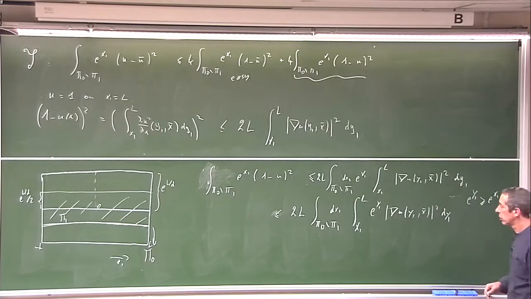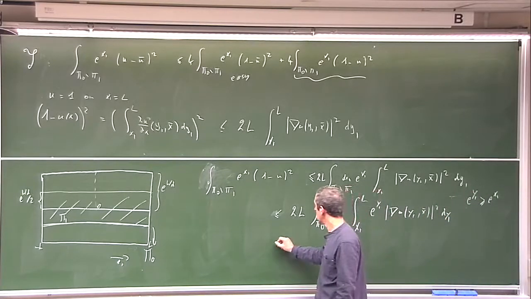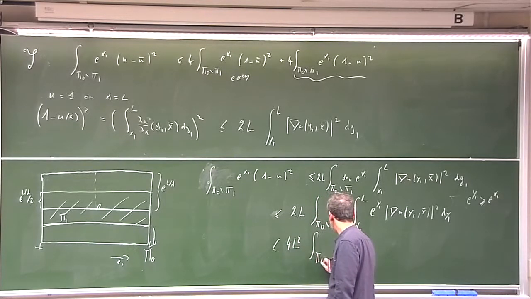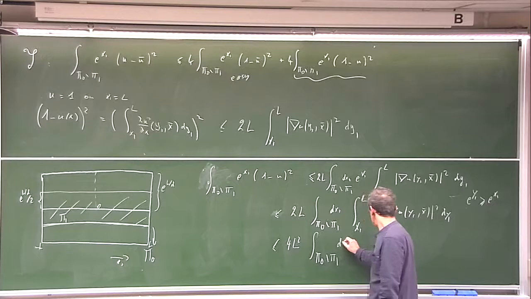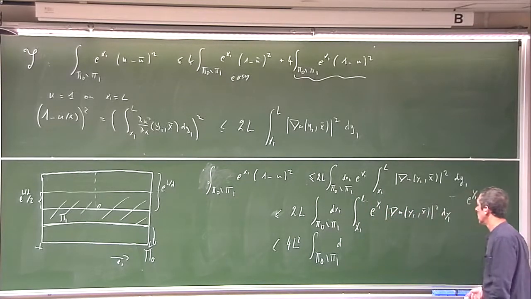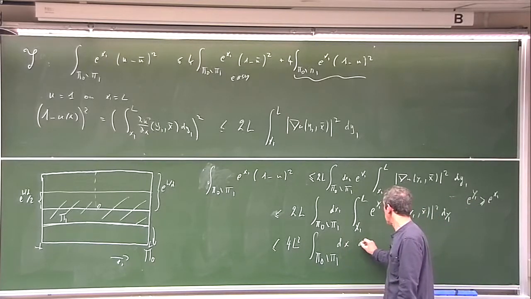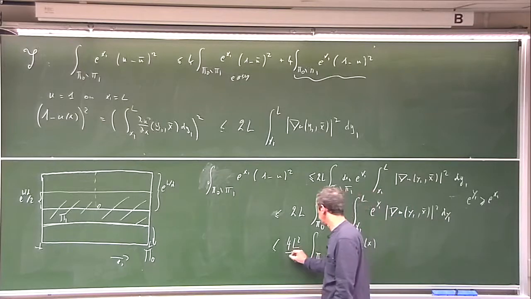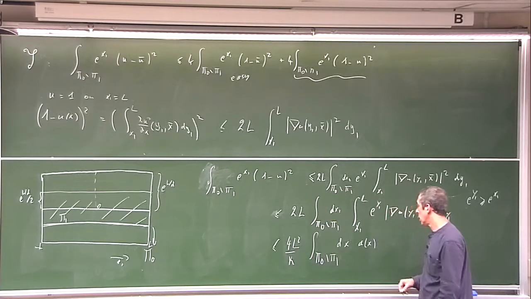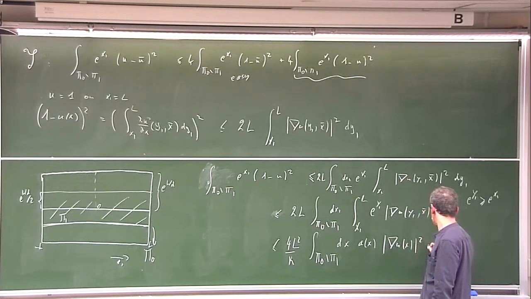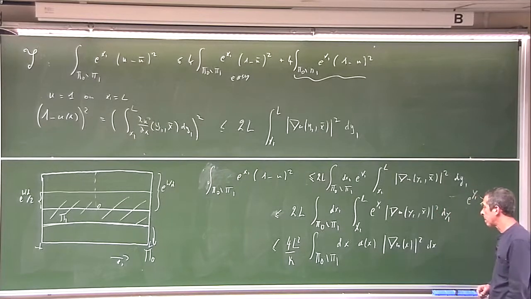And then we can exchange the order of the two integrals. That will add some L, I think 2L. So maybe we have 4L squared. And then we get the integral over pi 0 minus pi 1, well, actually, it's dx. Then I can put A of x if I want. Then I have to divide by kappa times the gradient of u at point x squared dx. Yeah, that looks okay.